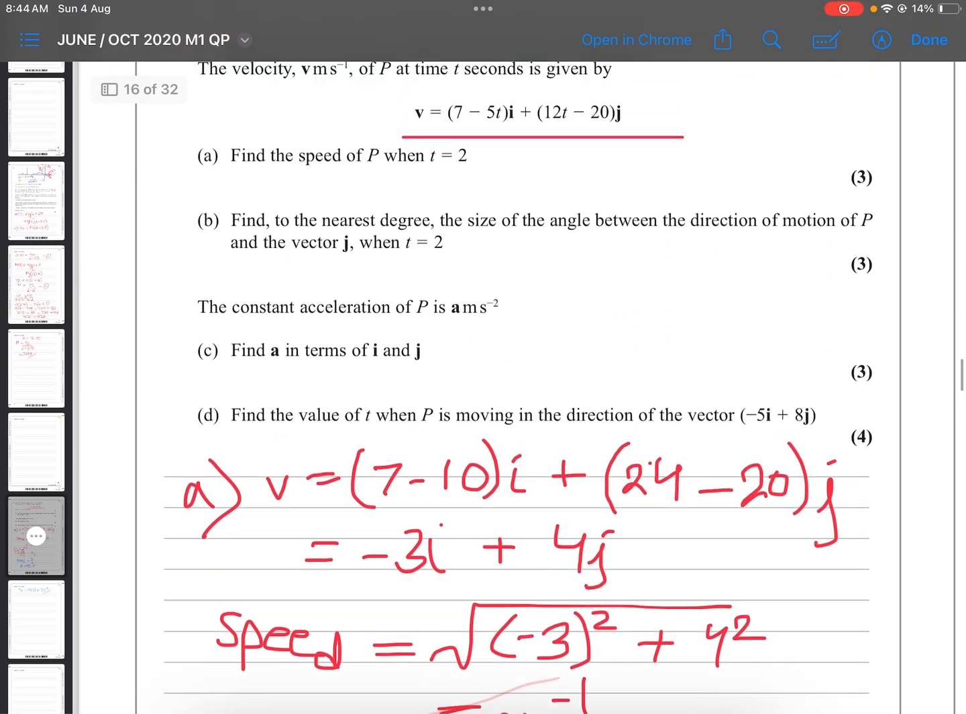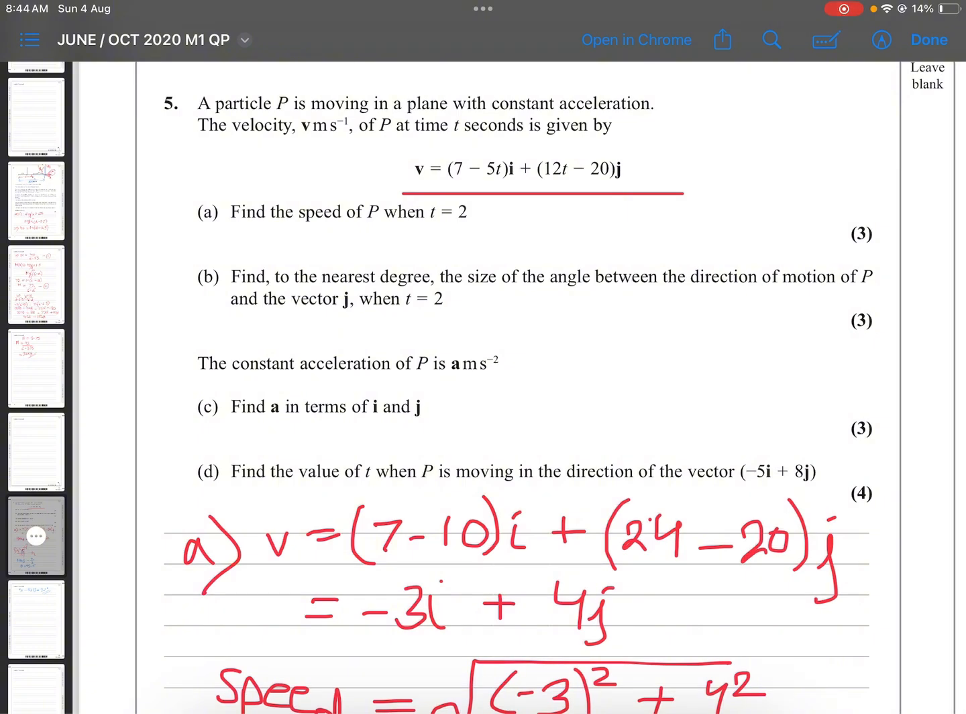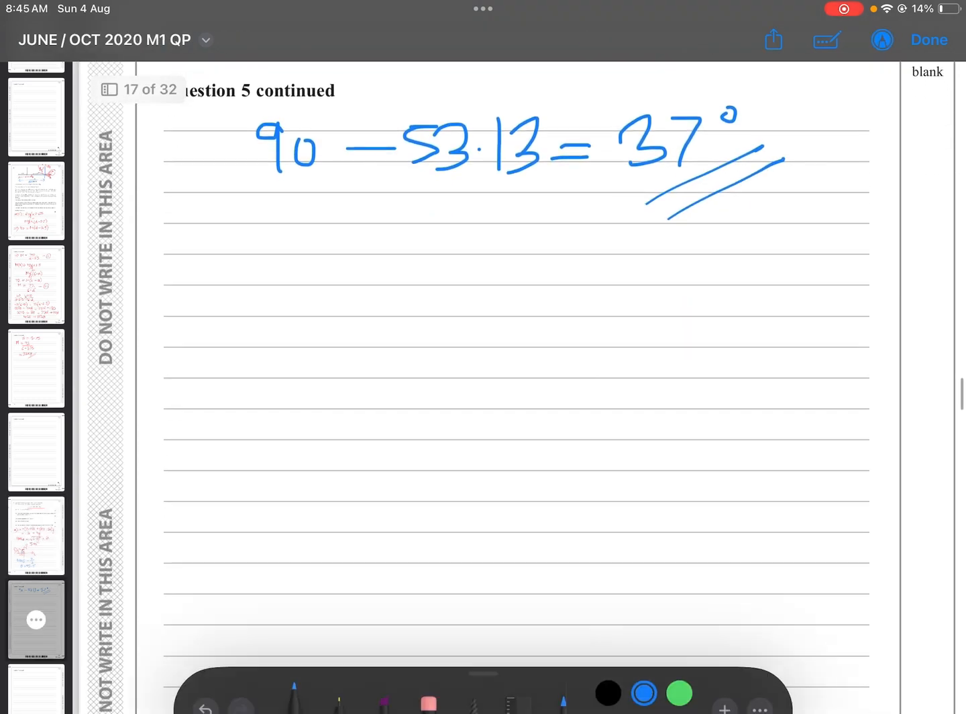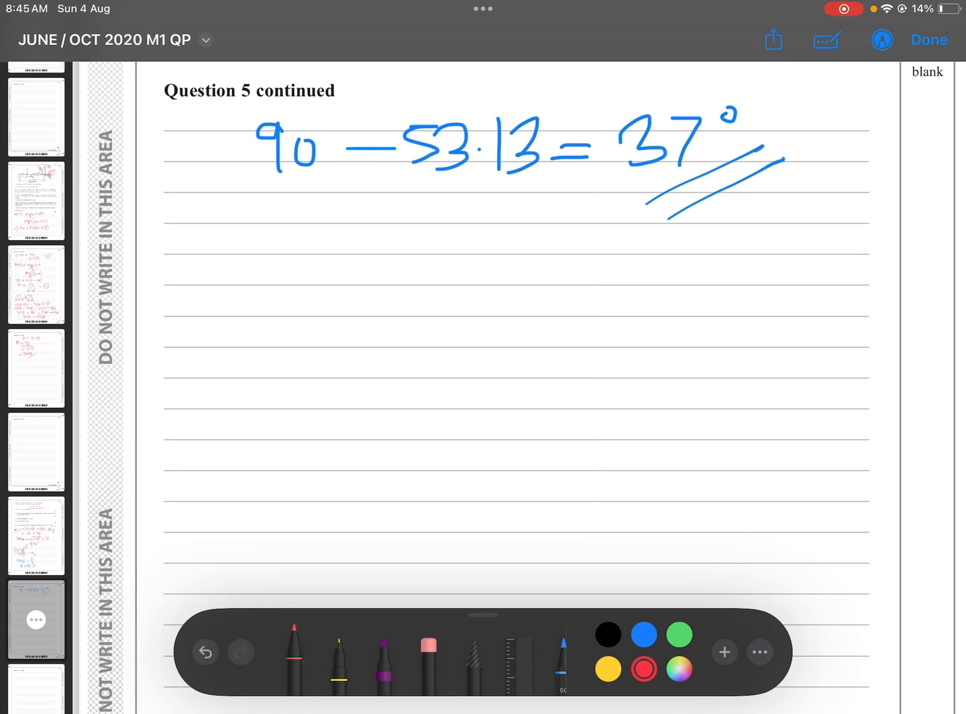Now part C says the constant acceleration of P is a meter per second square. Find a in terms of i and j. So from physics or from basic IGCSE, we have learned that acceleration is equal to v minus u by t, where v is the final velocity, u is the initial velocity, and t is the time taken. Minus 3i plus 4j meter per second, right? So now I need u. I don't have any u. They did not say that it started from rest. Otherwise, we could have considered it as 0.